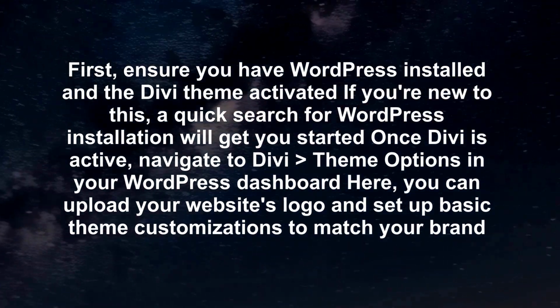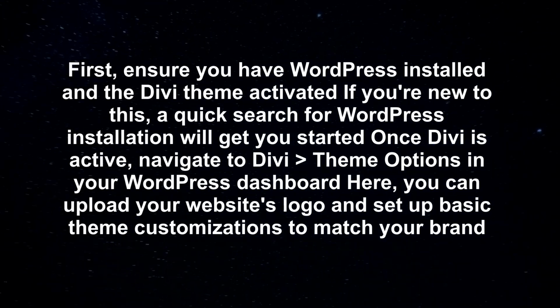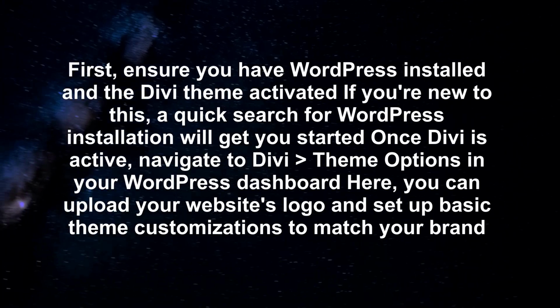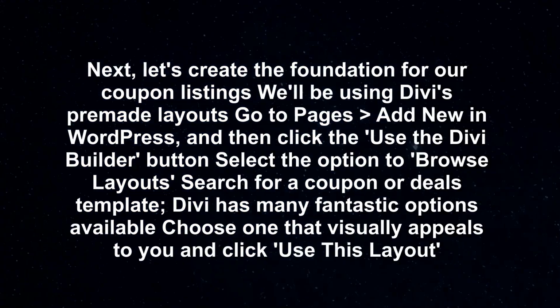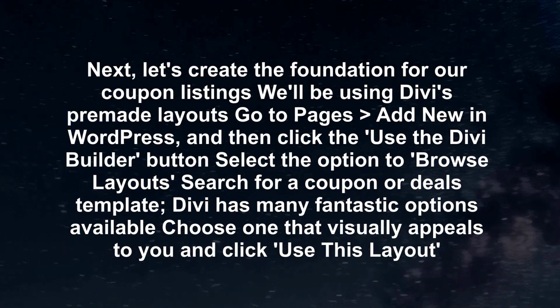Navigate to Divi, Theme Options in your WordPress dashboard. Here you can upload your website's logo and set up basic theme customizations to match your brand. Next, let's create the foundation for our coupon listings. We'll be using Divi's pre-made layouts.